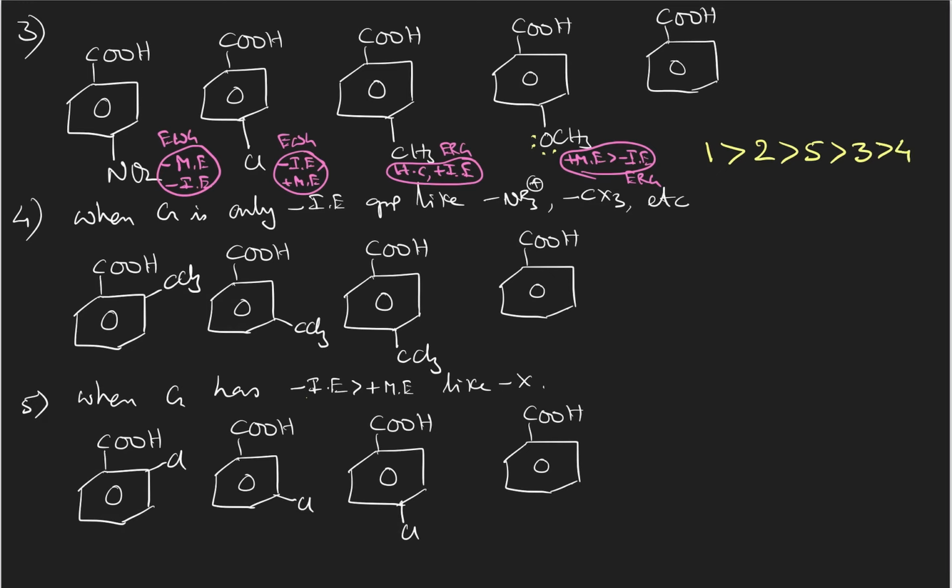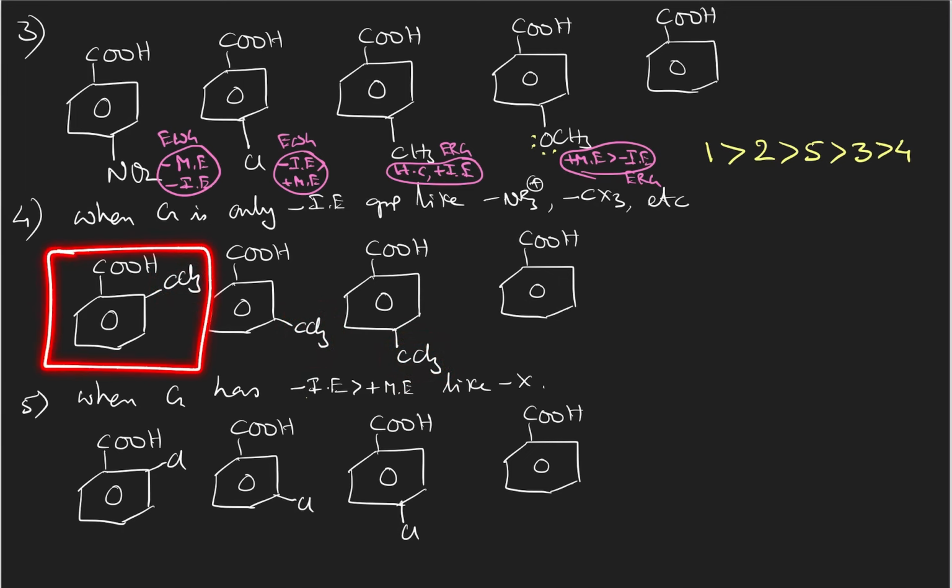Understood? Then coming to fourth example, in which purely negative inductive effect groups are present like NR3+, SR2+, CX3, etc. So CCl3 I have taken here, CCl3 at ortho position, CCl3 at meta position, CCl3 at para position. Wherever they are, first of all, CCl3 will increase the acidic strength because it is an electron withdrawing group.